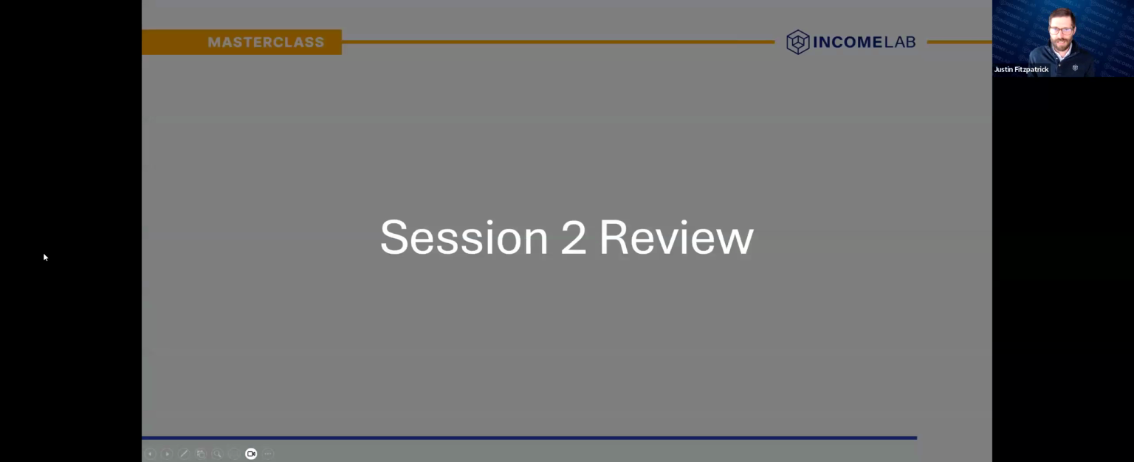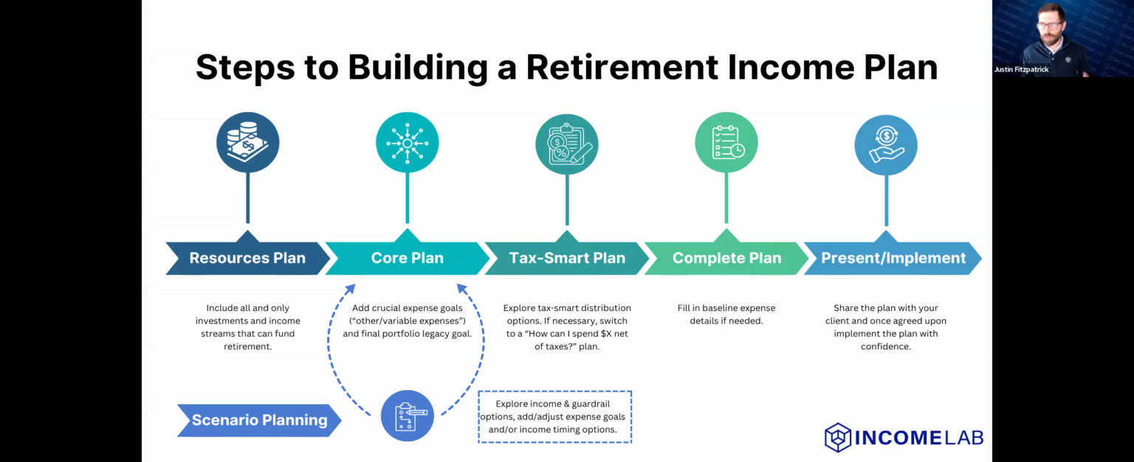So let's just do a quick recap of where we were from session 2. So again, we were walking through the steps to building a retirement income plan, and we talked about how we're shifting to how much can I spend, what would make changing that a good idea, from this idea of probability of success, which in session 1 we really went over lots of reasons that that's not a great way to talk with clients. We started with the resources plan.